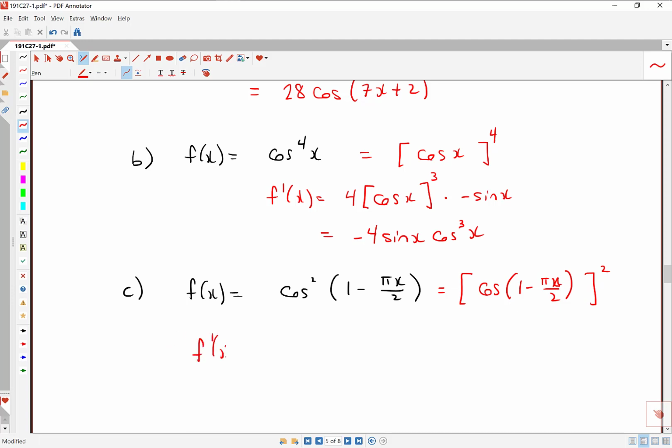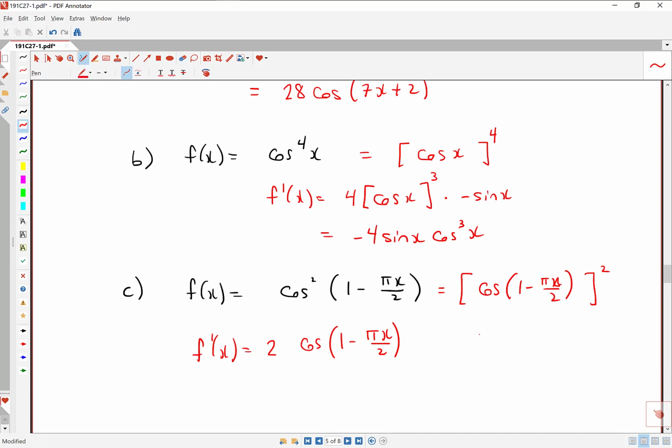So let's think f prime of x. Okay, we're going to deal with the square first. So the 2 will come down in front. All the stuff in the brackets is now raised to the 1st power. So technically, I don't need that 1st power on there. We keep the inside function the same. So that is cos of 1 minus pi x over 2. Okay, and that means the square brackets aren't really necessary here. So we've just got 2 times cos of 1 minus pi x over 2.